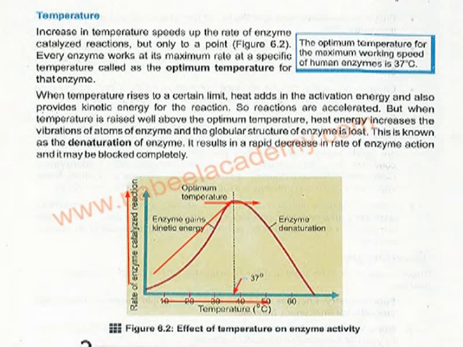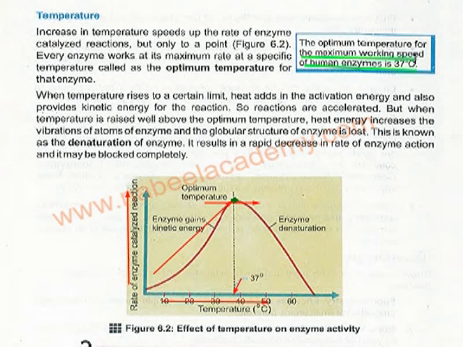This is the point where the enzyme activity will be at its peak, and the temperature at which the enzyme activity is at maximum rate is known as the optimum temperature. So you must know what optimum temperature is. For our body, the optimum temperature is 37 degrees centigrade. Human enzymes work at maximum speed at 37 degrees centigrade.